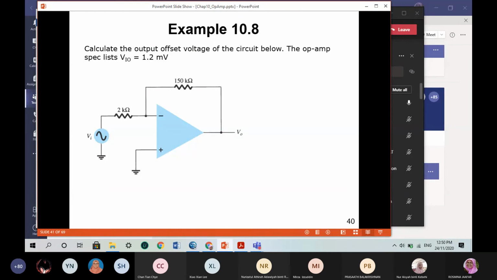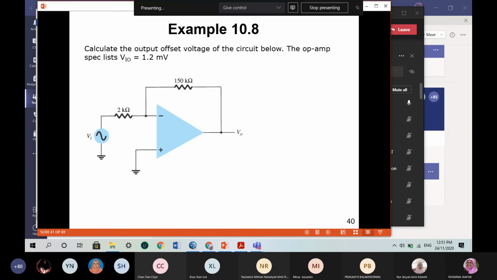Okay, an example of calculation to calculate the required offset voltage. Given a circuit with RF equal to 150 kilo ohms, R1 is 2 kilo ohms, and you apply Vin at the inverting input terminal. The non-inverting input terminal is grounded. Calculate the output offset voltage of the circuit below.